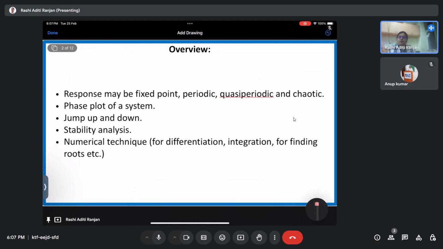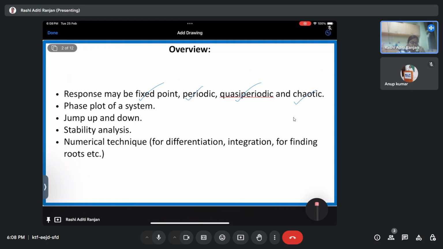Okay. So this week we again got into a bit of a concept that what could be the probable response of a nonlinear system, wherein we again discussed that the response may be a fixed point, it could be periodic, could be quasi-periodic, or it could be chaotic. And we have already been discussing what is a fixed point response, what is a periodic response, what is a quasi-periodic response, and what is a chaotic response. What are the properties of chaotic response, and how to identify a chaotic response and everything.